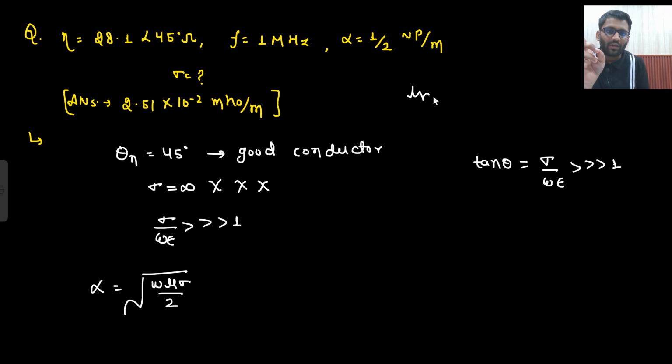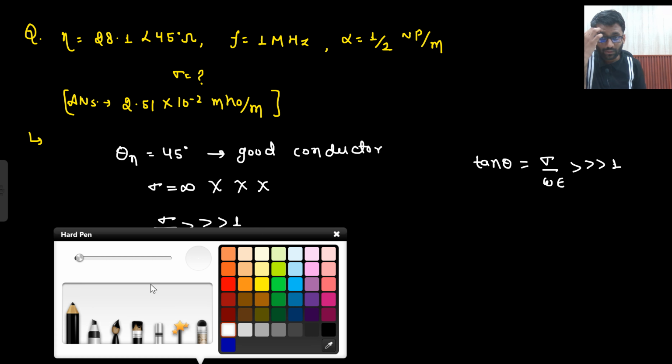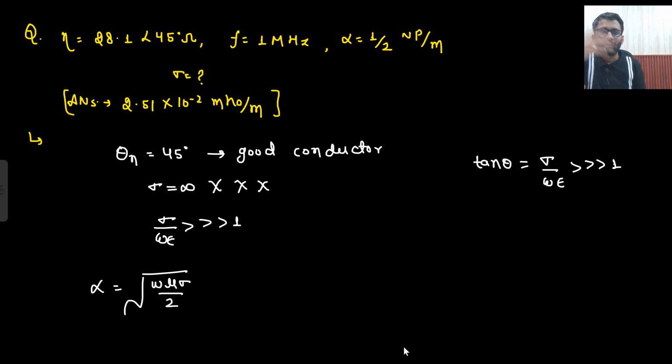So you cannot take mu r equals to 1. Now, mu r is not equal to 1. It is not even mentioned here, so you cannot take it. So now you don't have the value of mu, so this formula I cannot apply now. What else do we have in this question?